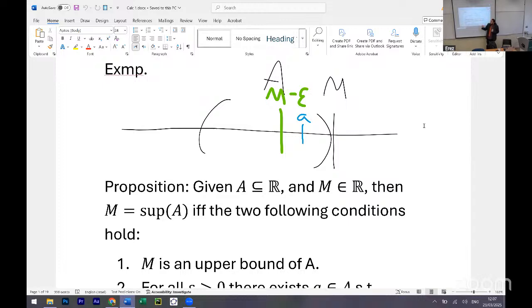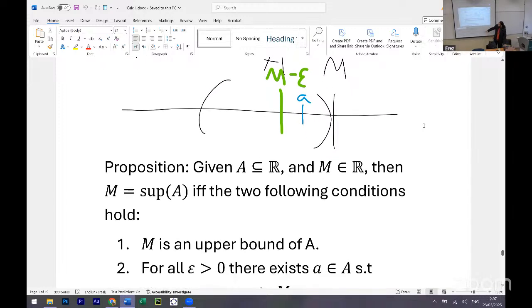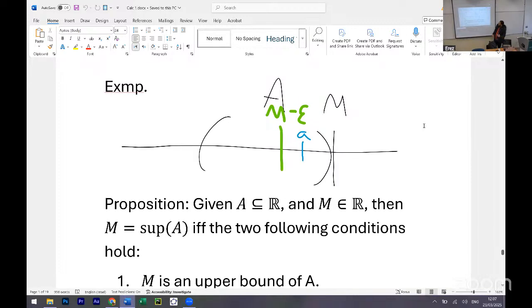And then the proposition said, what is an equivalent condition to being the lowest upper bound? So first of all, you must be an upper bound, obviously. But how can I say you're the lowest other than saying you're the lowest? We're saying something like this, which is very effective.